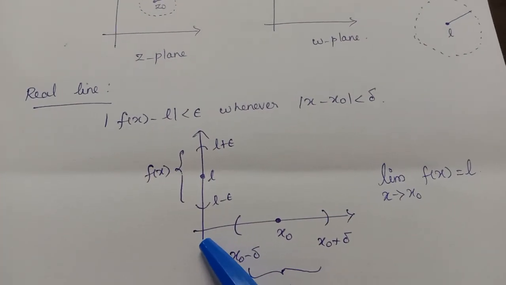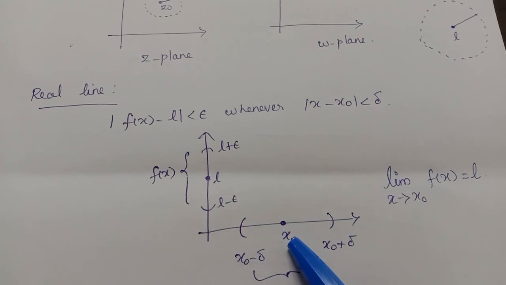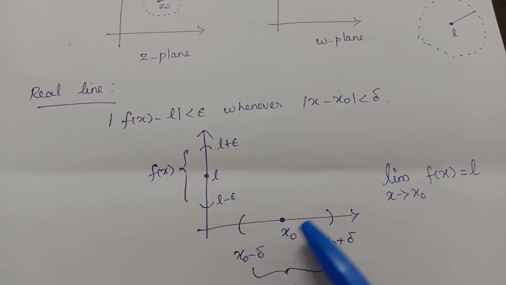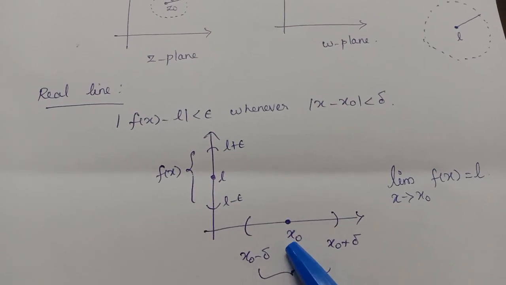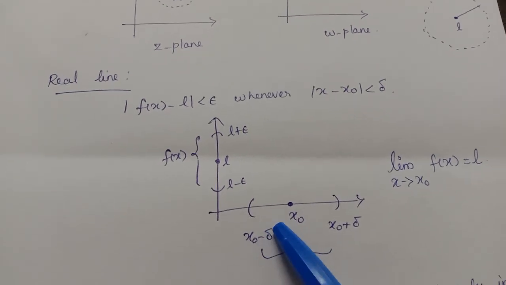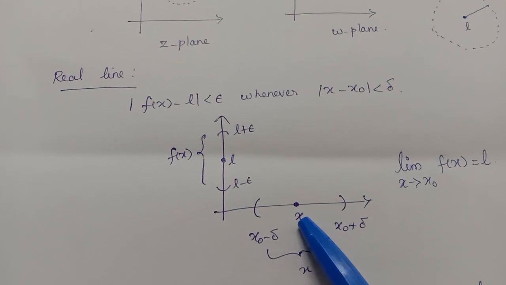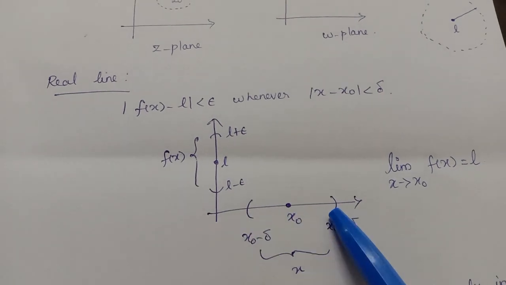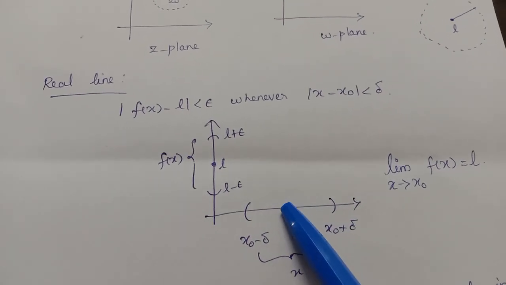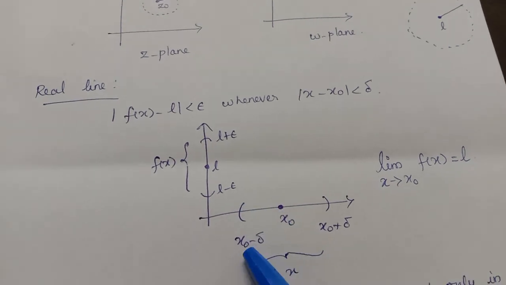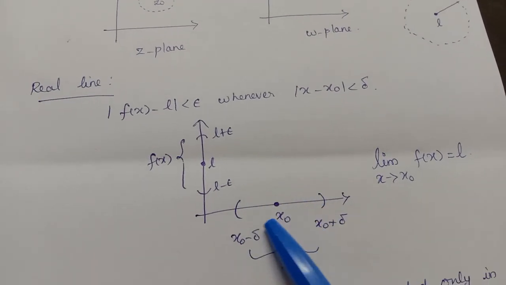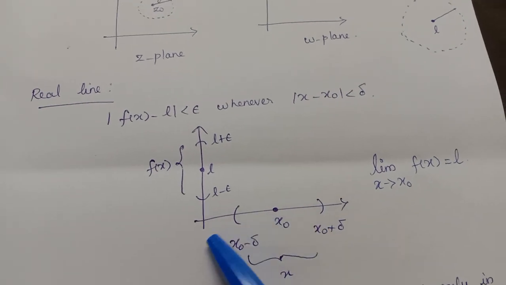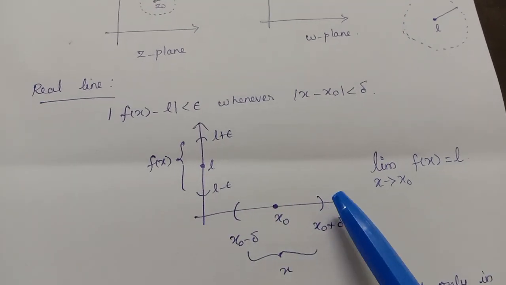See, on the real line, we consider a point x0 and a neighborhood of this point. Neighborhood means the points which are at a distance of delta from x0. So both on the left and right side, we take points at a distance of delta. So this is x0 minus delta to x0 plus delta. This is a neighborhood of x0. This is the point on the domain.